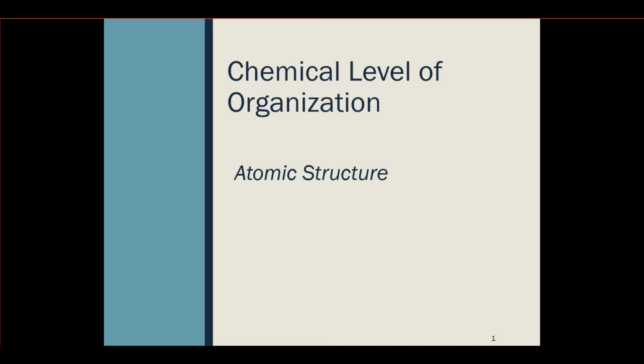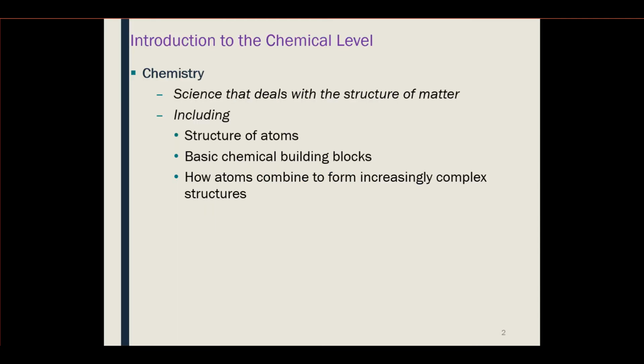In this lesson, we'll begin our discussion of the chemical level of organization by looking at the structure of atoms. This is known as the atomic structure. Chemistry we could think of as a science, and it deals with the structure of matter. We're going to see that matter is made up of atoms. That's this lesson. We're also going to see there are more complex building blocks of matter, such as amino acids, which you may have heard of. And then we're going to see how atoms combine to form much larger, more complex structures.